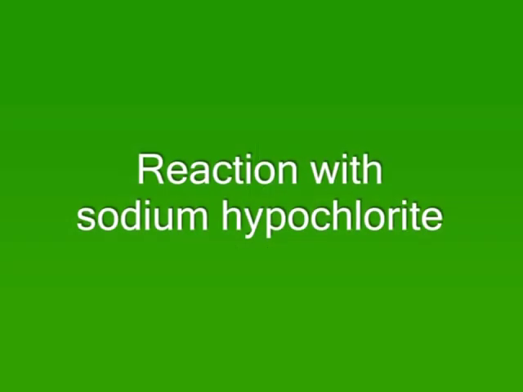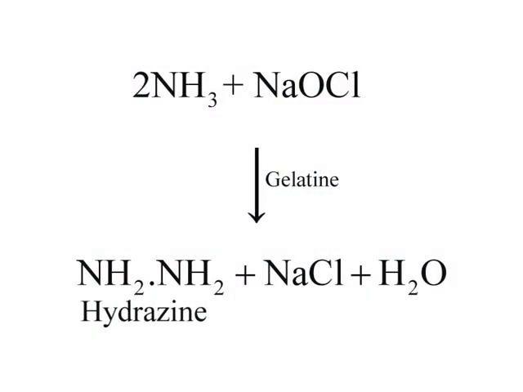Let us now learn about reaction with sodium hypochlorite. When a large excess of aqueous ammonia is treated with sodium hypochlorite in presence of glue or gelatin, it gets oxidized to hydrazine, sodium chloride and water. Actually, the reaction proceeds in two steps. Let us have a look at them one by one.